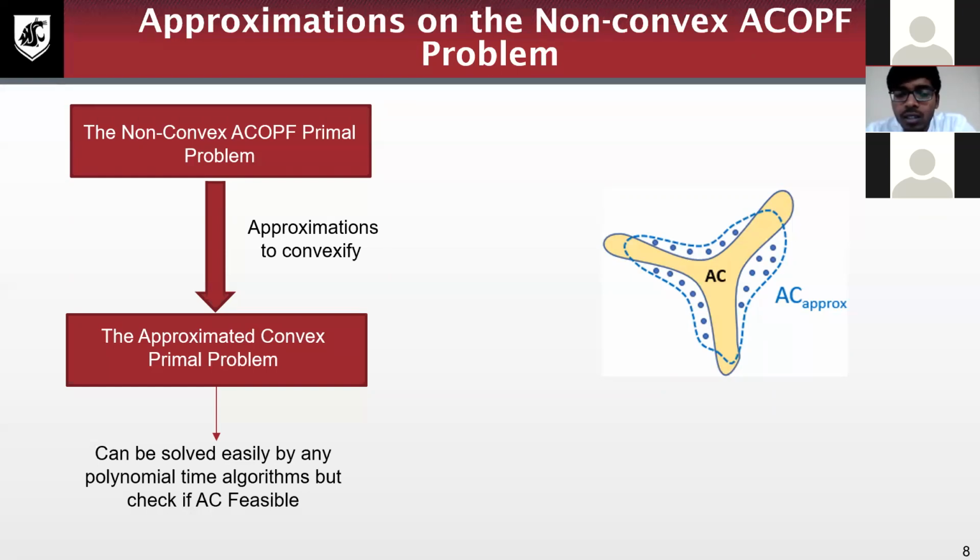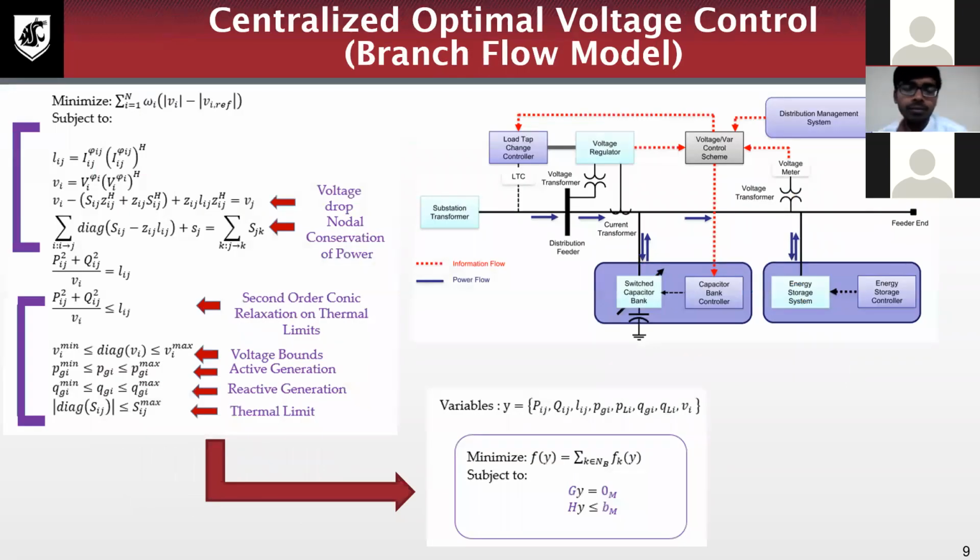But the main thing of all relaxations and approximations is that you somehow make the non-convex ACOPF problem into a convex problem, solve it, and then you check if the solution that you got is AC feasible or not, or if it is physically realizable or not. So this is very basic.